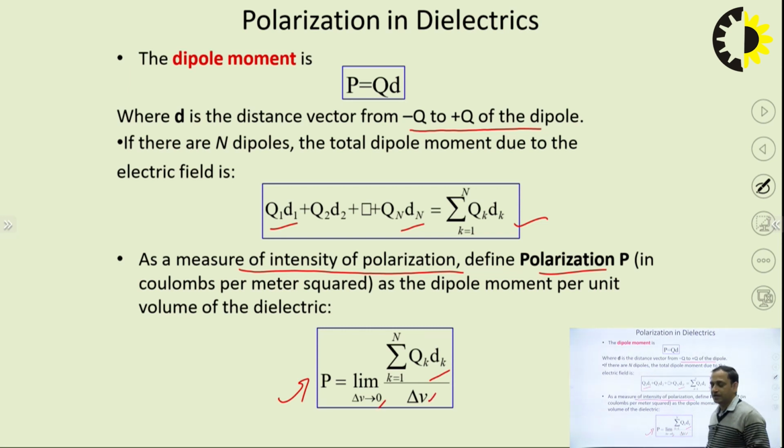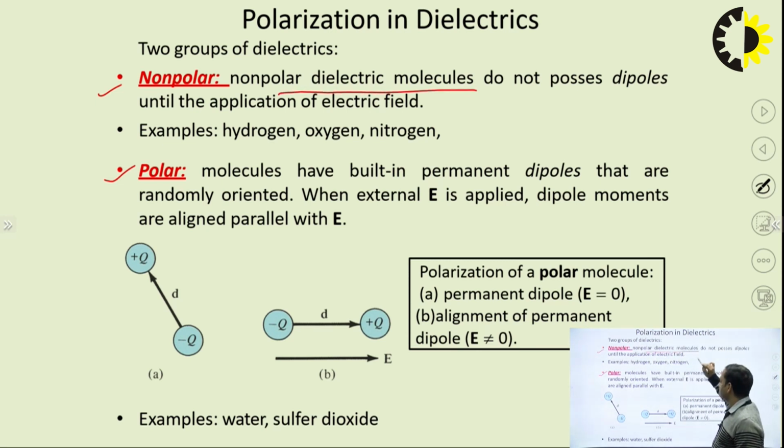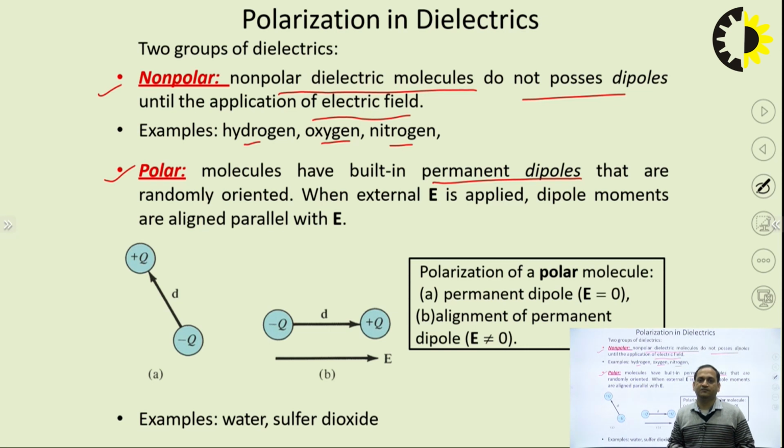At every dipole we have polarization, and this polarization takes place in two ways. The first is the non-polar case and the second is the polar case. What is the difference between these two? Non-polar dielectric molecules do not possess dipoles until the application of the electric field. Examples are hydrogen, oxygen and nitrogen. Polar cases are those where the molecules have built-in permanent dipoles, which is a very important point, and these are randomly oriented. But when we put them into an electric field, they will be aligned. Examples of polar molecules are water and sulfur dioxide.